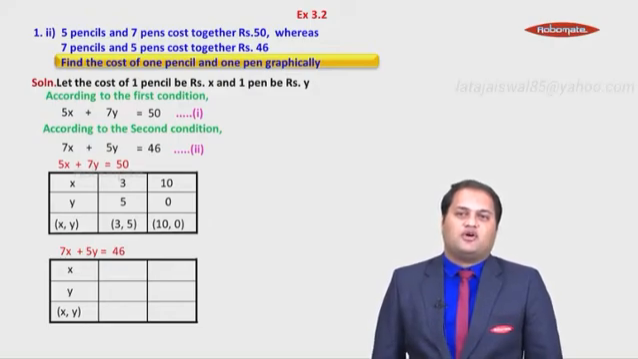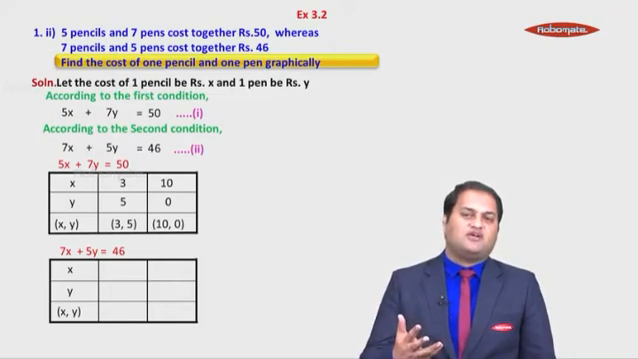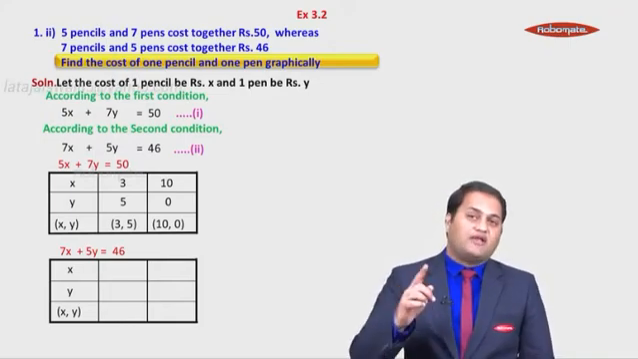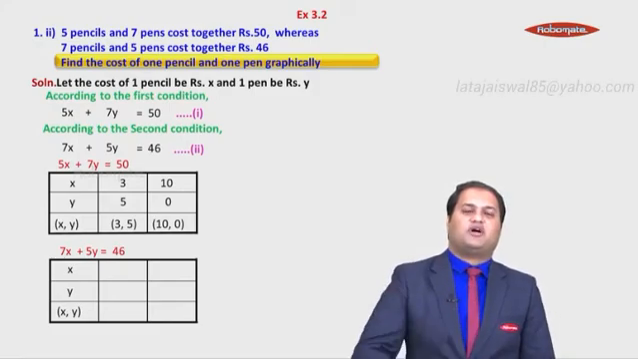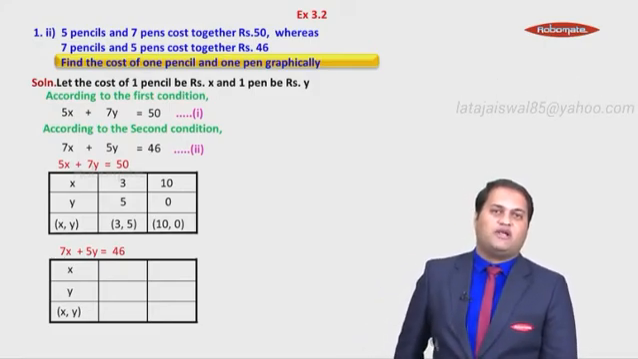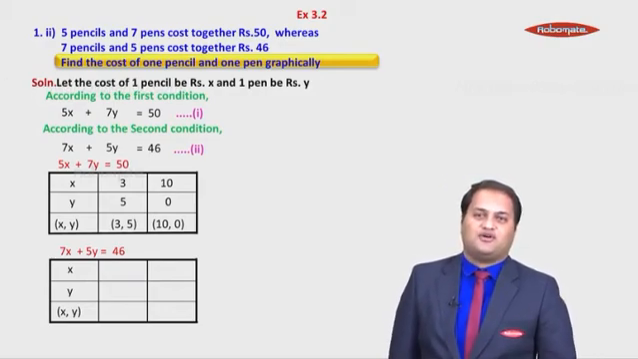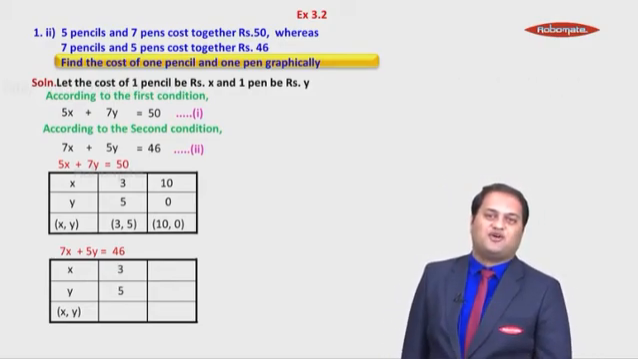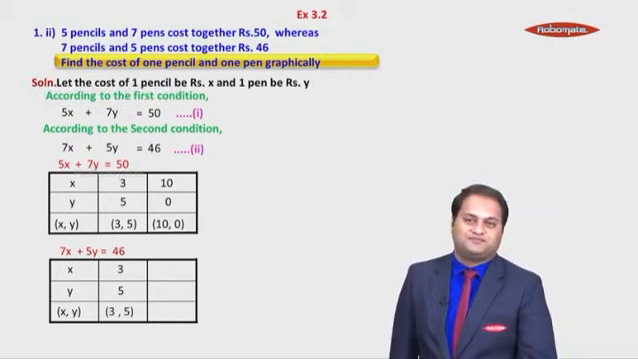When you take x is equal to 1, no. When you take x is equal to 2, no. When you take x is equal to 3, 7 3s are 21. 21 goes to the other side. You get 46 minus 21, which is 25. You get 5y is equal to 25, y is equal to 5. So this is, I think, better. When x is equal to 3, you get y is equal to 5. Again, you are getting 3, 5.